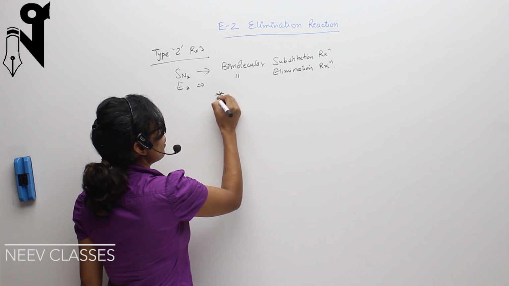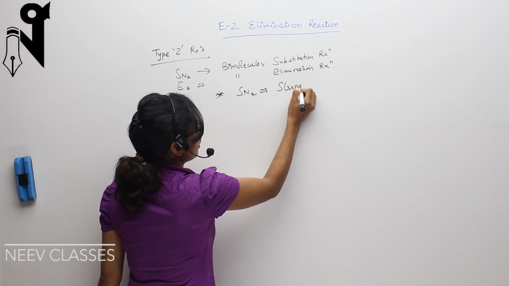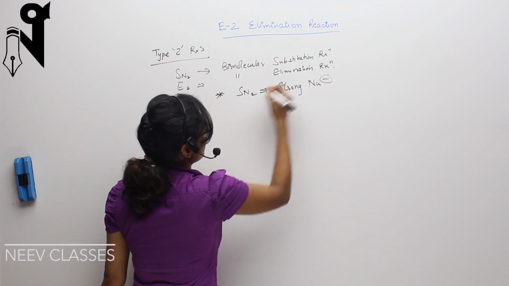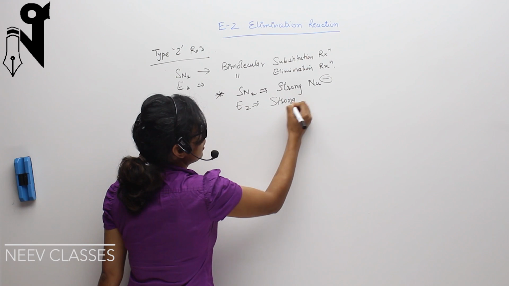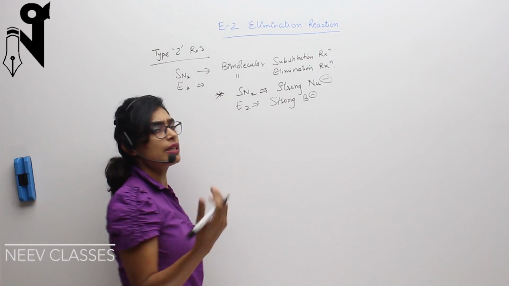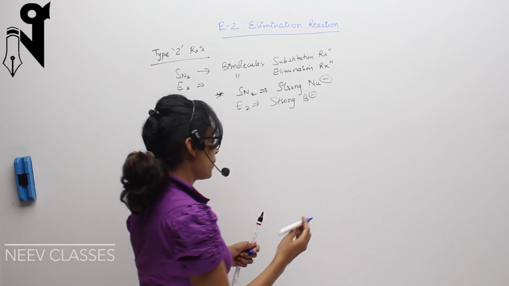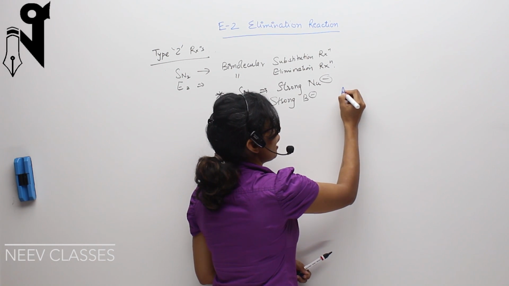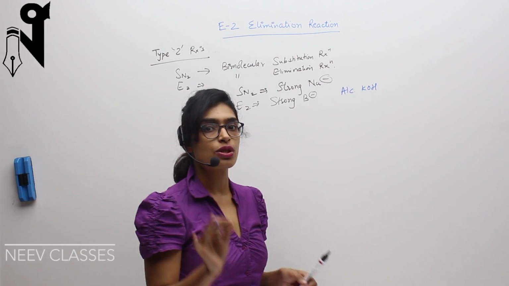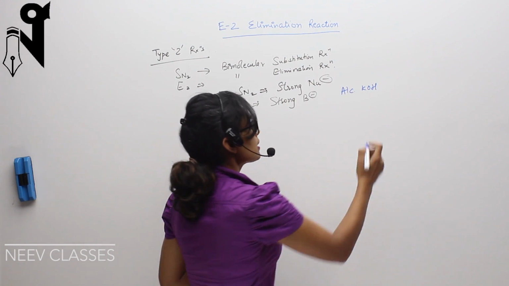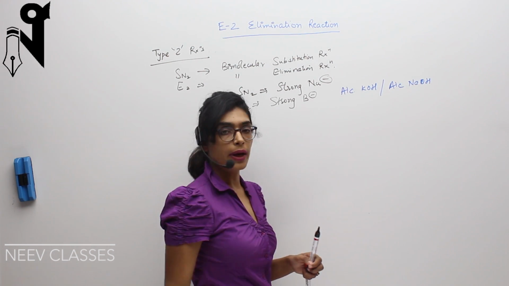So what do we require for Sn2? Strong nucleophile. And for E2, we require strong base. We have already seen a variety of strong nucleophiles. Let's talk about the strong bases. So what different strong bases do we have? Alcoholic KOH. Wherever you see alcoholic KOH, just understand the reaction is going through E2. Similarly, alcoholic NaOH. Right?